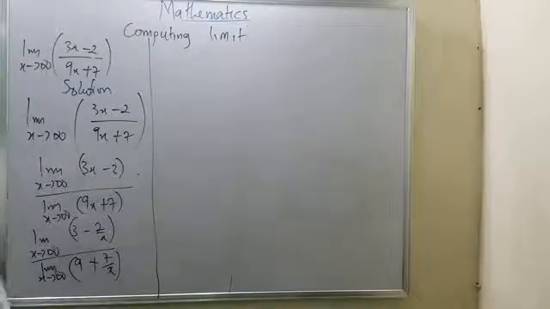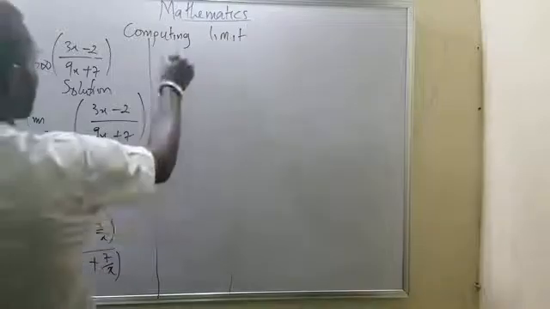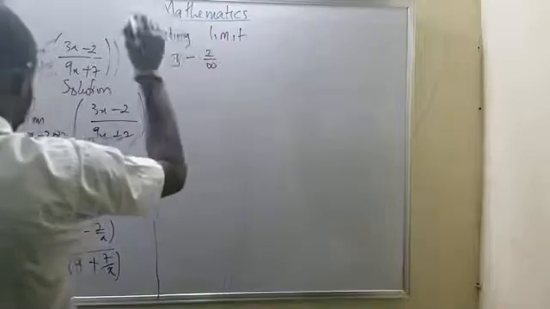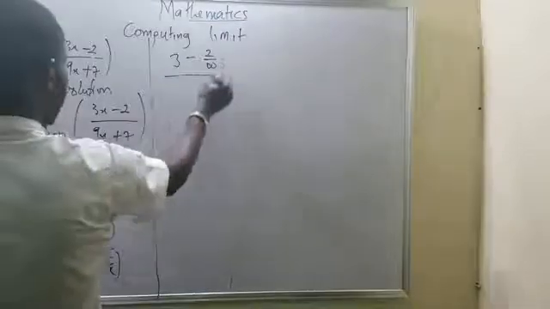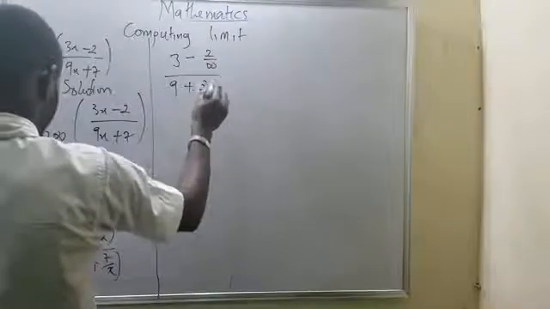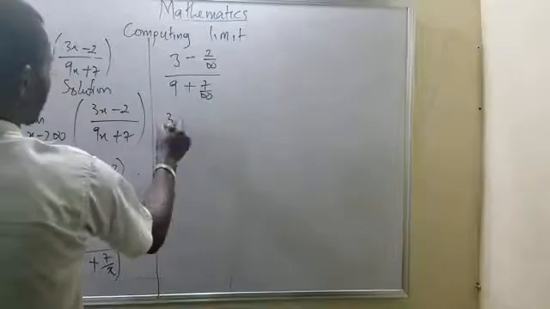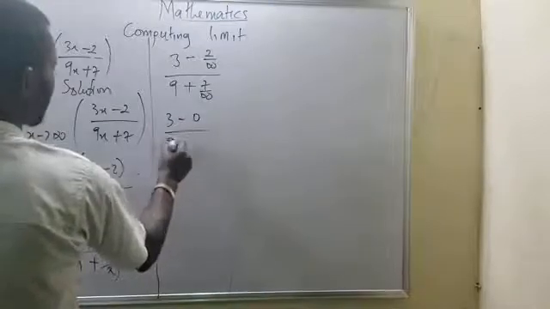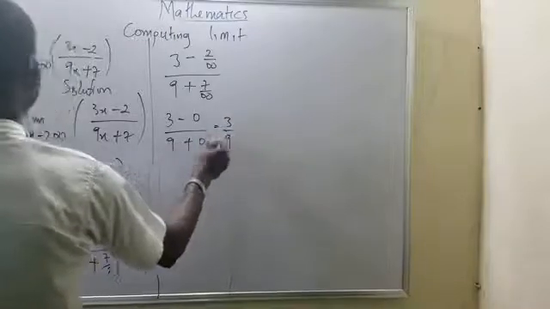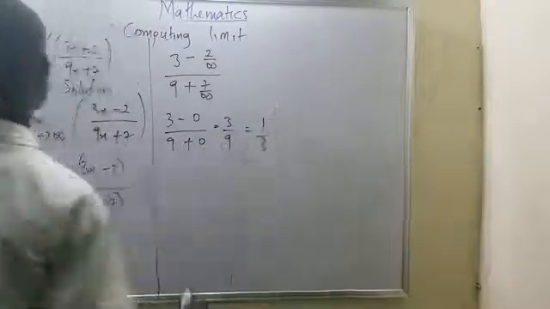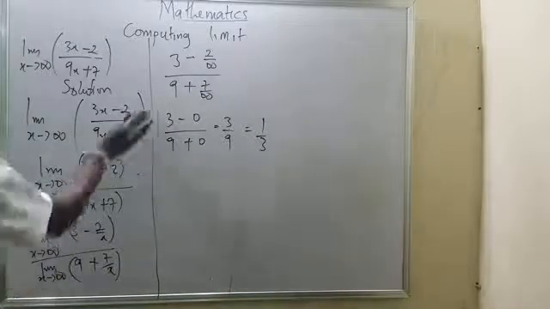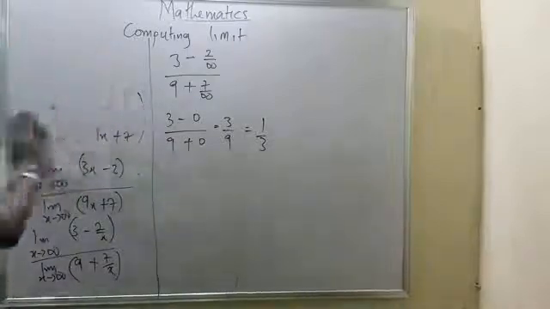Now when I take the limit, it means I'll be having 3 minus 2 all over infinity, divided by 9 plus 7 all over infinity, which gives me 0. So 3 minus 0 divided by 9 plus 0, which is 3 all over 9, the same thing as 1 all over 3. That is all. Please take note of that. I'm just trying to show one or two things on that part.